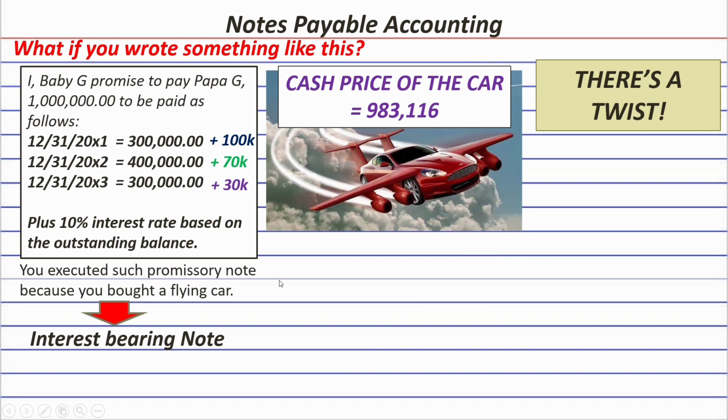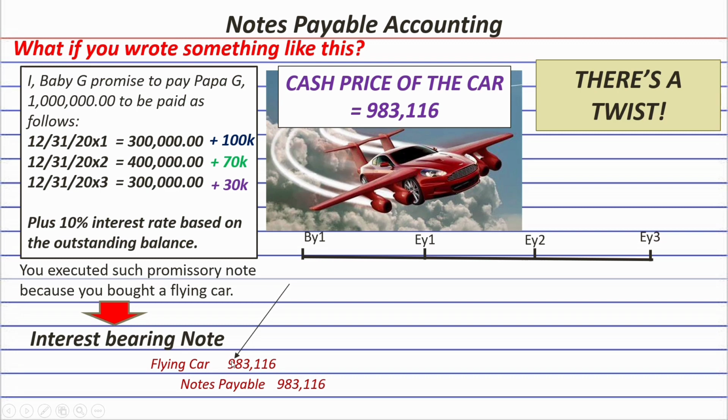So, now, if these are all the given information, the initial entry will be very easy. It's just debit flying car and then credit notes payable. But the twist is you are to use the cash price of 983,116, even if you did not choose to purchase it for cash. Okay? So that's the twist in this problem in accounting.